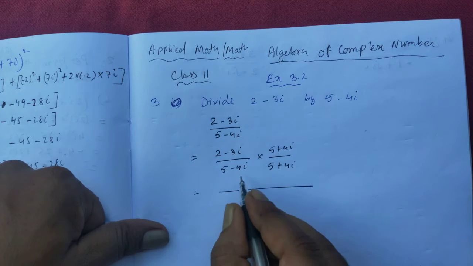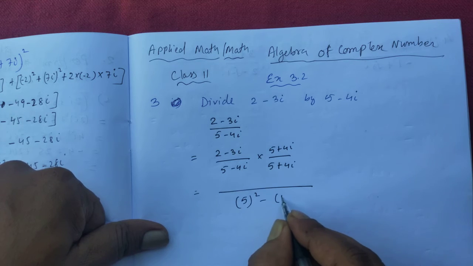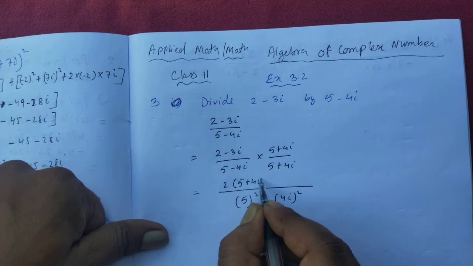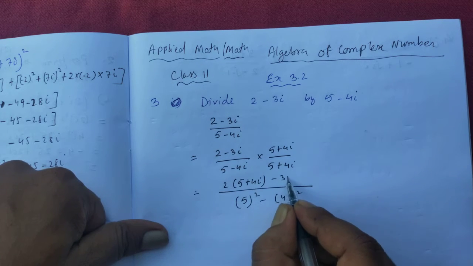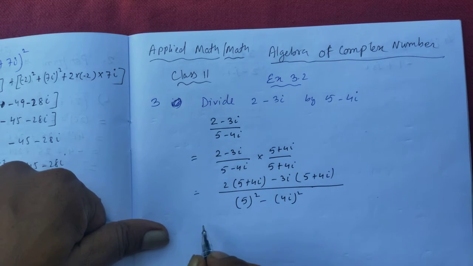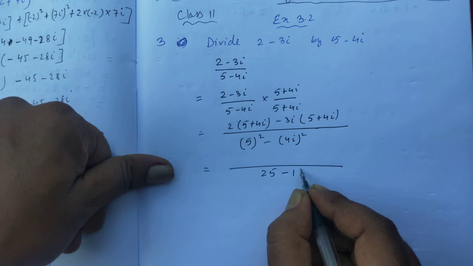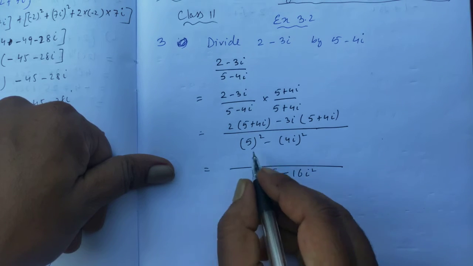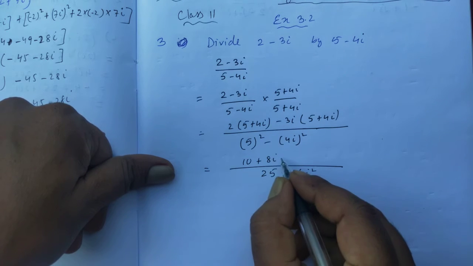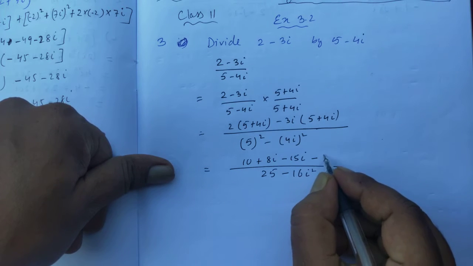So the downside is in the form of (a plus b)(a minus b). Downside means denominator, so we can write a square minus b square. And upside you just multiply 2 into this, minus 3i into this. 5 square is 25, minus 4 square is 16i square. This multiply: 5 twos are 10, plus 2 fours are 8i, minus 3 fives are 15i, minus plus is minus, 3 fours are 12i square.